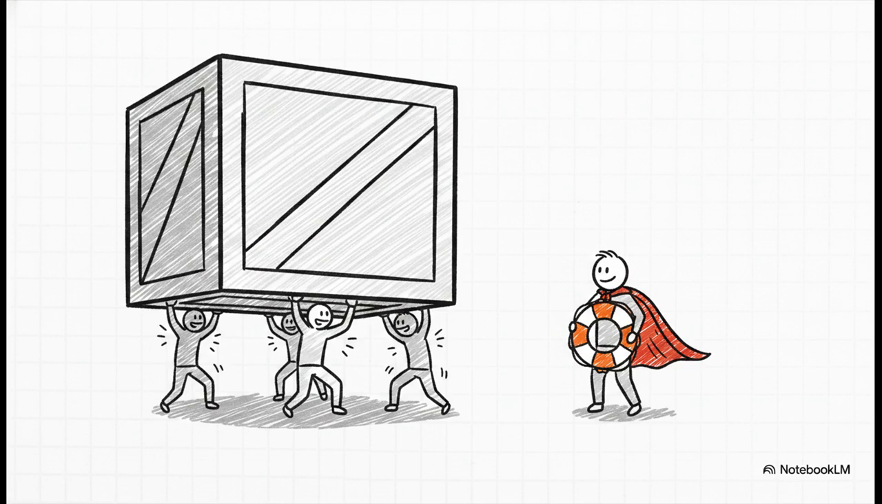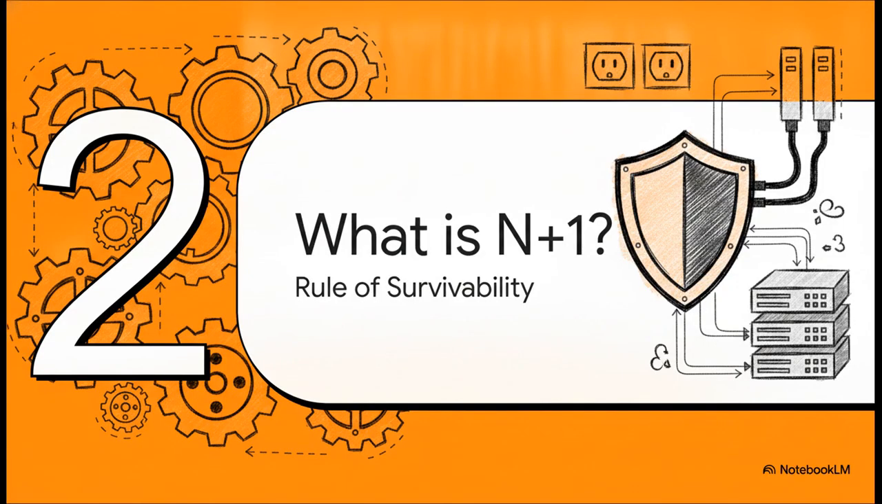Think of it like a team carrying a heavy sofa up a flight of stairs. You need to know exactly how many people are required just to lift the weight, and how many are standing by on the sidelines ready to jump in just in case someone slips. Moving to Section 2, what is N+1 redundancy?